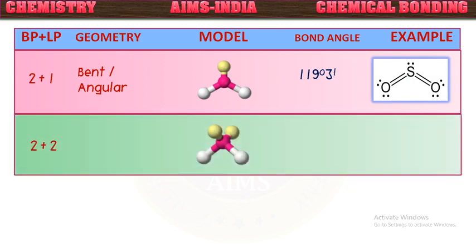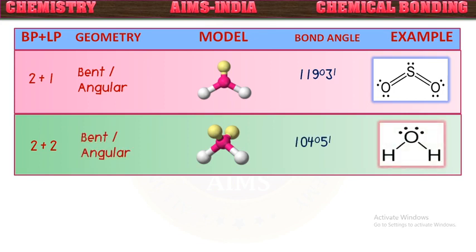Next, a molecule with two bond pairs and two lone pairs. Then also we say the shape geometry is bent shape or angular shape. For example, if you take the water molecule, it has two bond pairs of electrons and two lone pairs of electrons on the central atom oxygen. So here the bond angle will be 104 degrees 5 minutes.